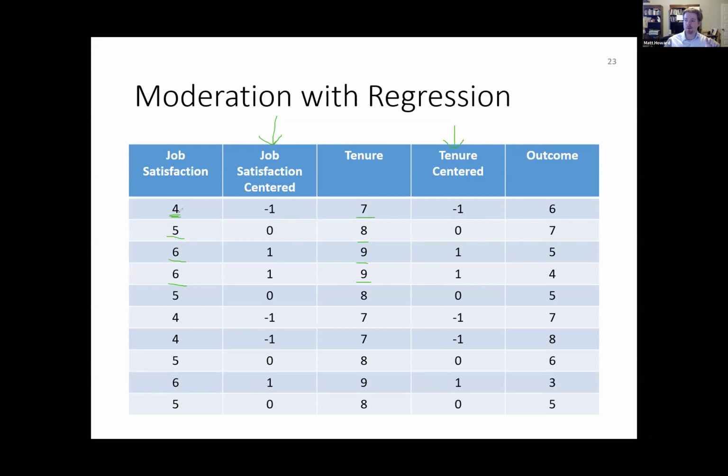Something that was originally 4 for job satisfaction is now -1. Originally 5 is now 0, so on and so on. For tenure, originally 7 is now -1. Originally 8 is now 0, and so on and so on. Y'all get the point. These mean-centered variables are simply our original observations minus the mean. And the guide will show you for Excel how you can do that very quickly. You do not have to do this one by one by hand. The guide will show you in Excel how you can ask Excel to do that for you automatically for all your observations.